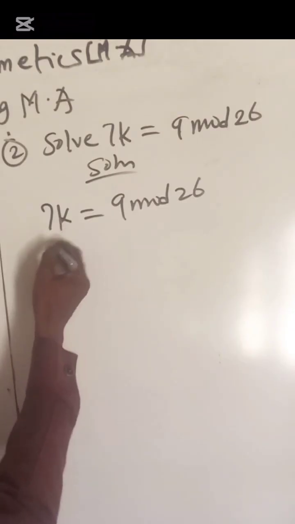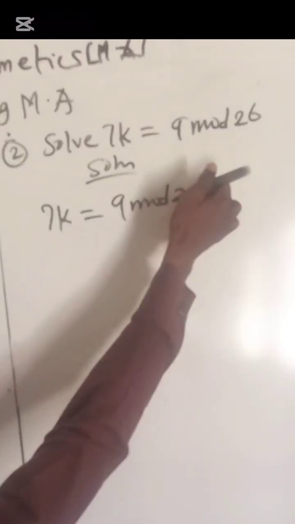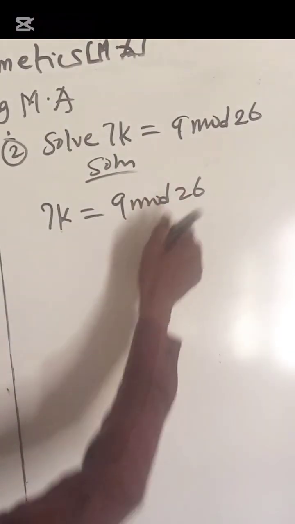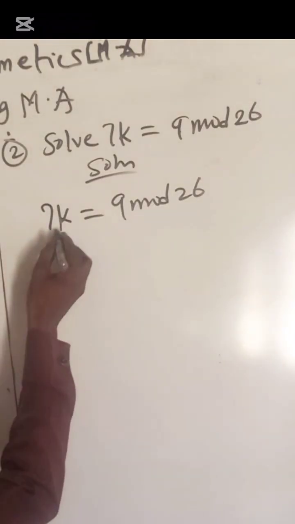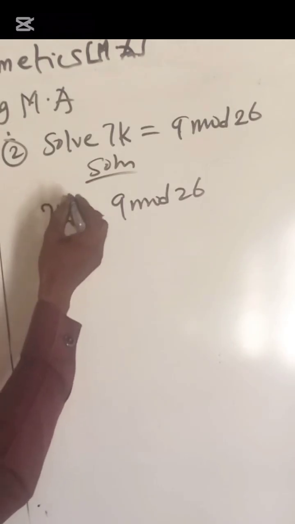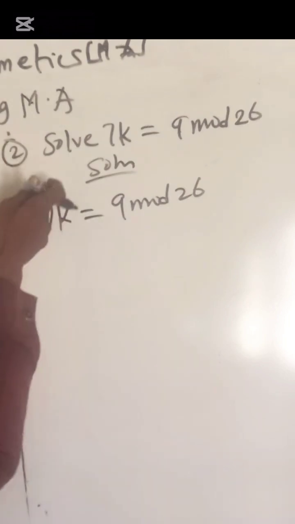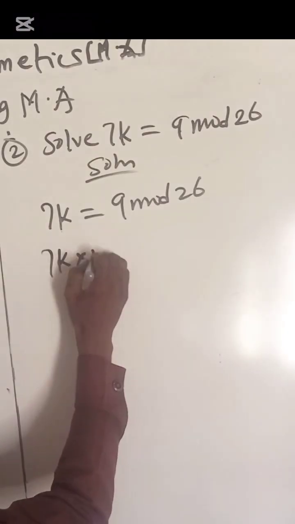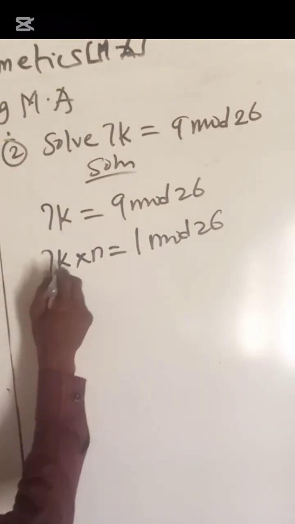Now, how do we get k? In normal algebra, you say divide both sides by 7. You can't do that here because you are working under the restriction or constraint of modulus 26. So you have to follow the order. The only way to isolate our k is to find the multiplicative inverse of 7. That means a number such that 7k times that number will give us 1 mod 26. That's the only way we can isolate k.